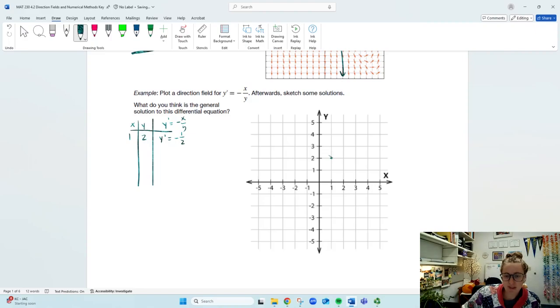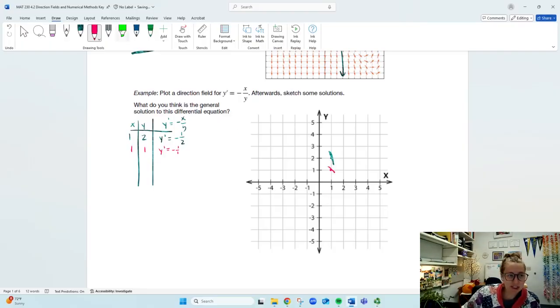Now -1 would be like this, and so I'm just going to go a little bit steeper than that at that point that I would have right there. Okay, let's try it for, I don't know, this point right here. So 1, 1. If I'm plugging that into my equation y prime, I would end up getting -1 over 1. And so my slope is just going to be -1. It's going to look something like that.